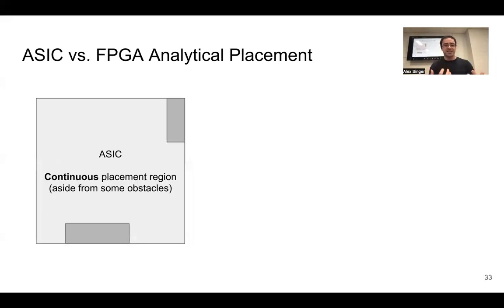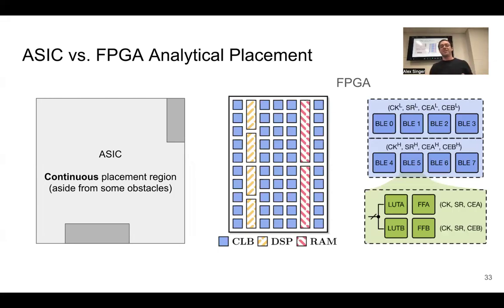So when it comes to ASICs, their constraints are a little bit simpler. They have a continuous placement region where atoms can be placed. Aside from some obstacles that might exist, atoms can go basically anywhere on that ASIC. However, on an FPGA, the constraints are significantly more challenging. As you can see, my CLB atom cannot be placed anywhere within this yellow region and nowhere within this red region. And beyond that, there are constraints within these rectangles.